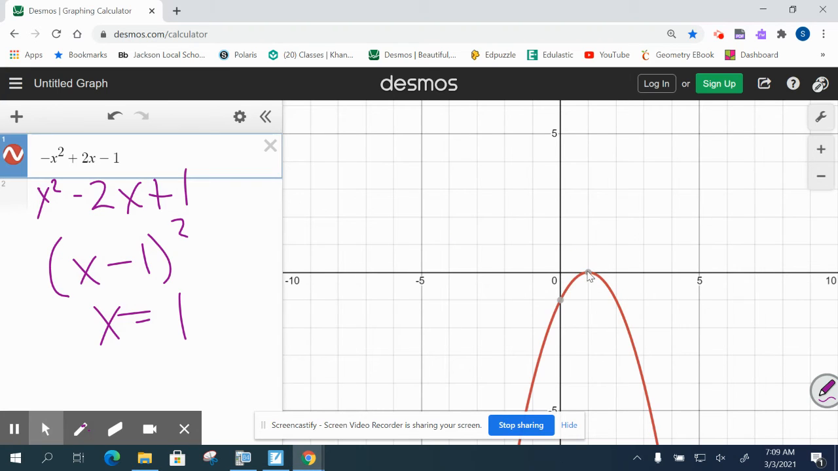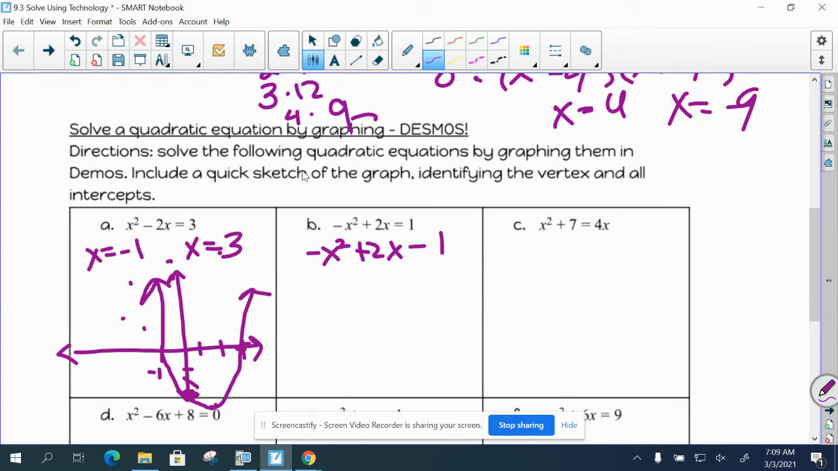Okay, so our solution is at 1, and then we would just plot the y-intercept at -1. And the vertex is the same thing as the solution. So -1, so +1 here, -1, put a point there, put a point there.